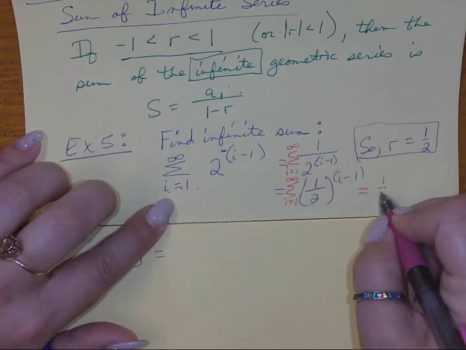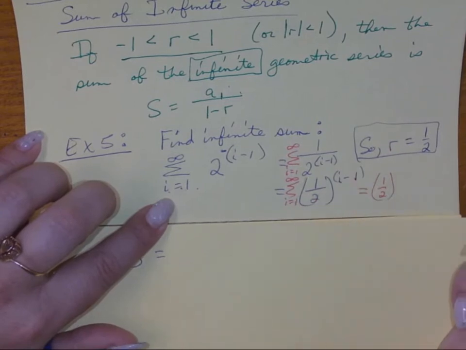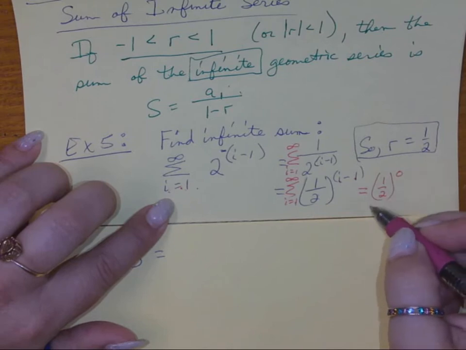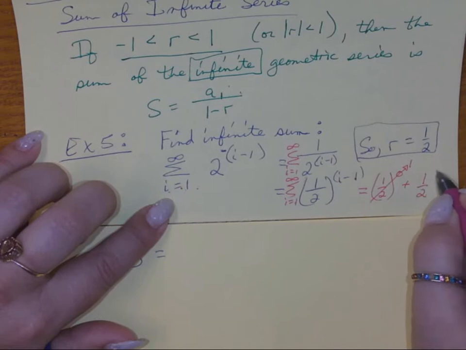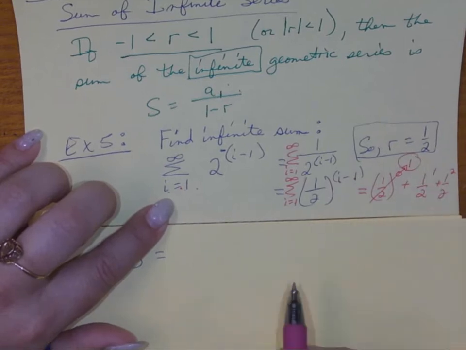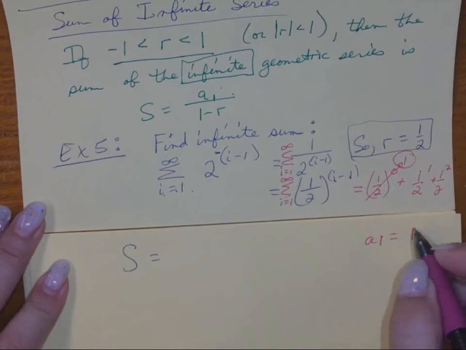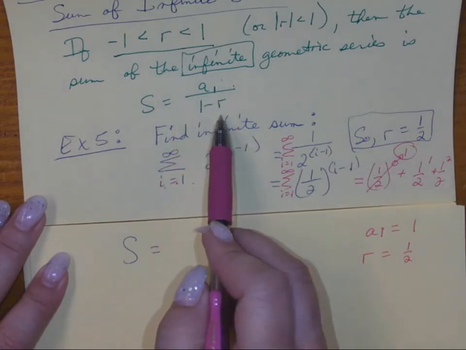So the first term is 1/2 raised to the 1 minus 1. Well, what is 1 minus 1? 0. And there's an exponent rule that says anything raised to the 0 power is just a 1, right? So that guy is a 1. Plus, the next guy is going to be 1/2 to the first, and the next guy is going to be 1/2 to the second. I don't really care about those. What I care about is the fact that my first term here is a 1. So I've got a sub 1 equals 1, and I've got r equals 1/2. That's what I need in order to be able to use this formula.